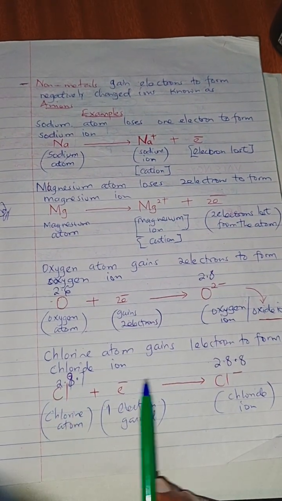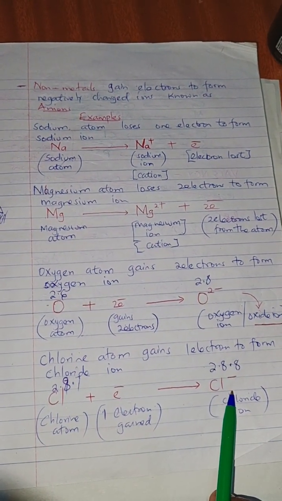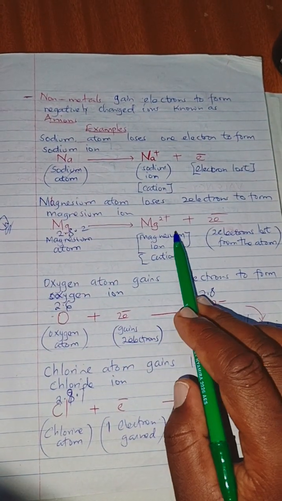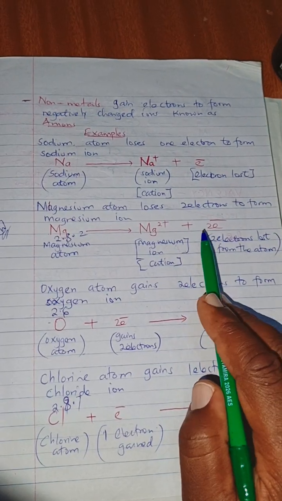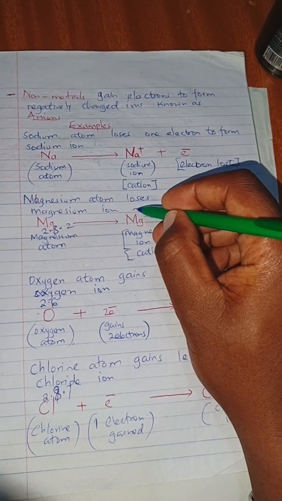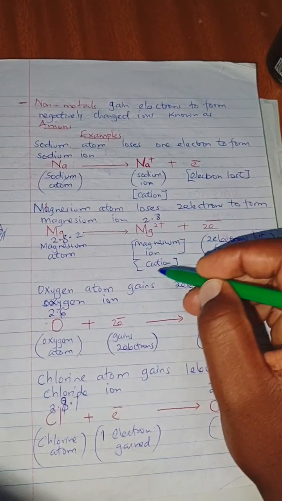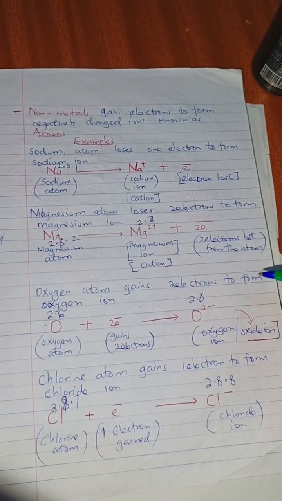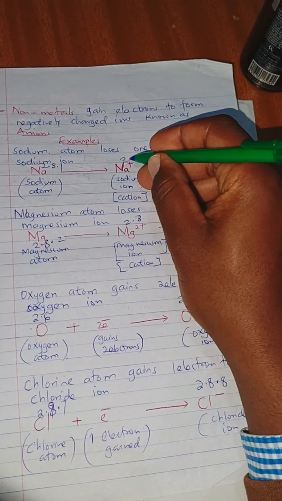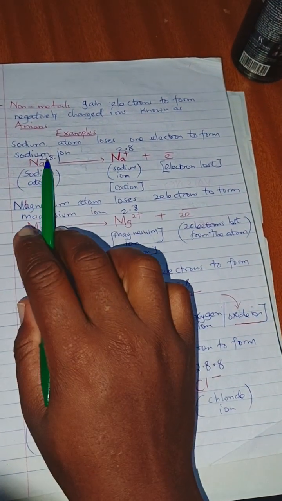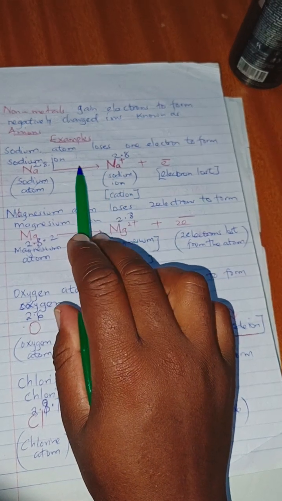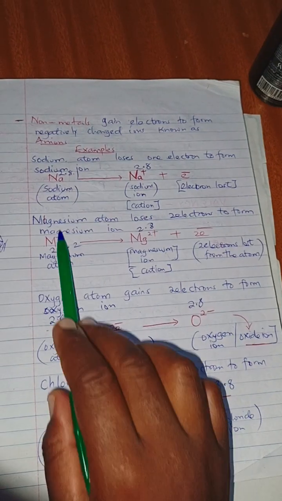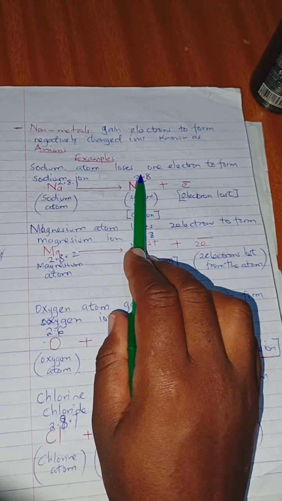2:8:7 has gained 1 electron to form a chloride ion, and magnesium, 2:8:2, has lost 2 electrons, these 2 electrons in the outermost energy level, to form 2:8. And sodium, 2:8:1, has lost 1 electron to form 2:8. So sodium loses 1 to form an ion known as a sodium ion. So 2:8:1 forms 2:8.